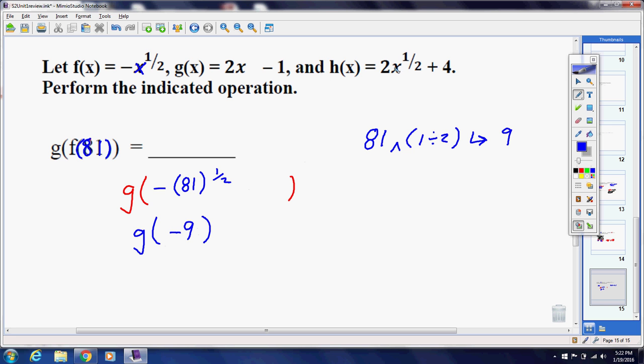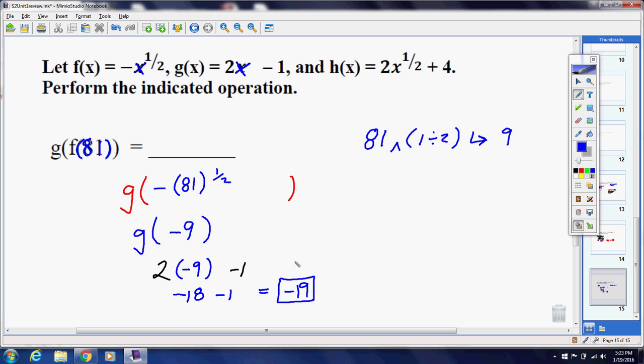So now I'm going to replace this, whoops, that's not the right function. Here's the function. I'm going to replace this x right here with a negative 9. I am not going to mess with the 2 or the minus 1 there. I'm just going to replace the x with the negative 9 in parentheses. So 2 times negative 9 is negative 18, and I'm going to subtract off another negative 1. So that is negative 19.